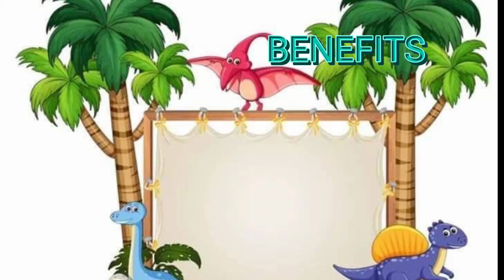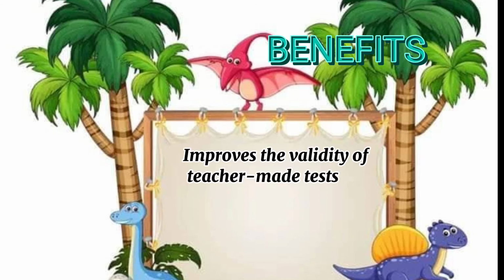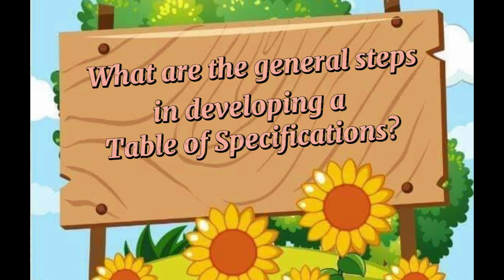So the following are the benefits of the table of specifications: first is to improve the validity of teacher-made tests, and second is to improve student learning. So this table of specifications helps to ensure that there is a match between what is taught and what is tested. So the classroom assessment should be driven by classroom teaching, which itself is driven by course goals and objectives. So what are the general steps in developing a table of specifications? So here are the following steps in developing a table of specifications.